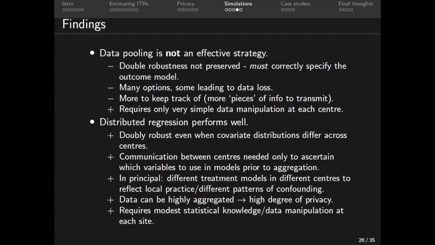So different confounding patterns can actually be accommodated because of these different fits of the propensity score across the centers. And probably the best thing to commend it is that the data are really highly aggregated. We're just passing 2 matrices, so we have a high degree of privacy when we're doing this. It does require a little more statistical know-how, though. We have to fit the treatment models, we have to construct the weights, and then we create these matrices that we're sharing. So it does require a little more in-house knowledge from each of our data sites.